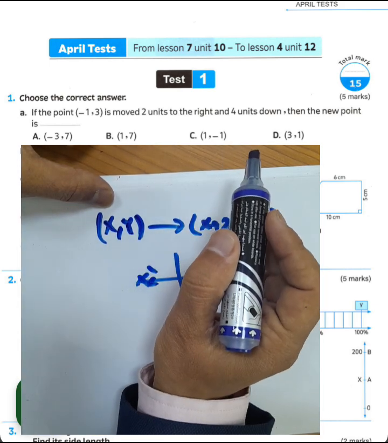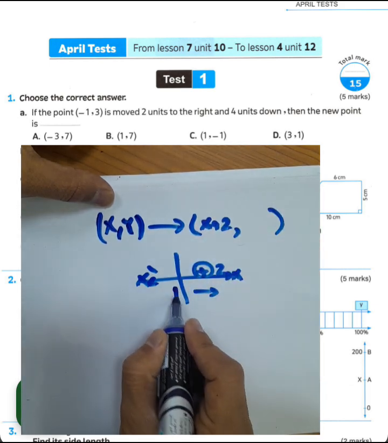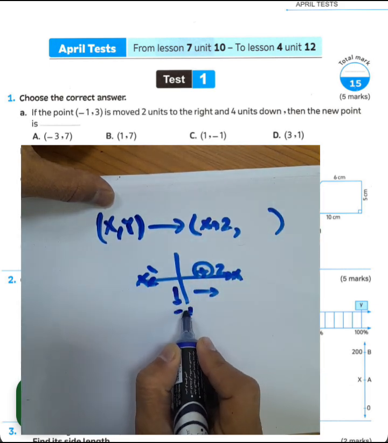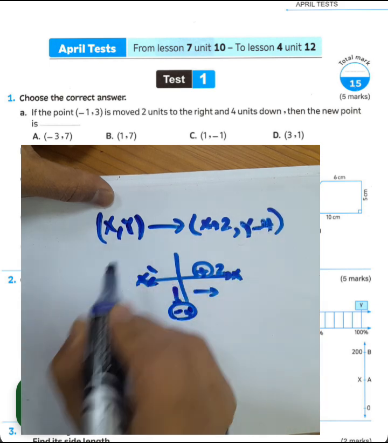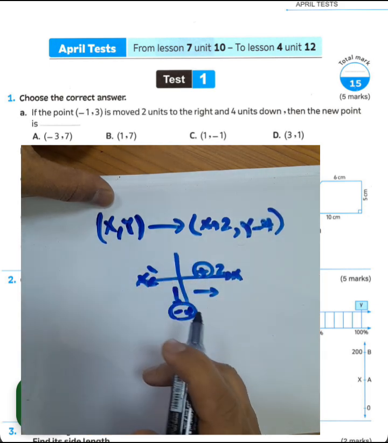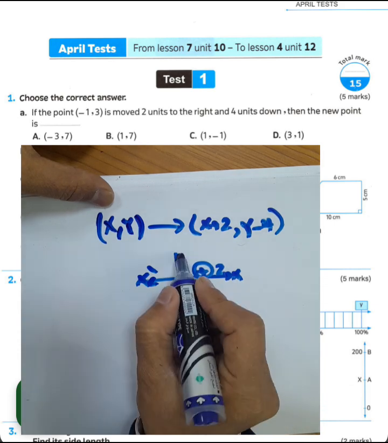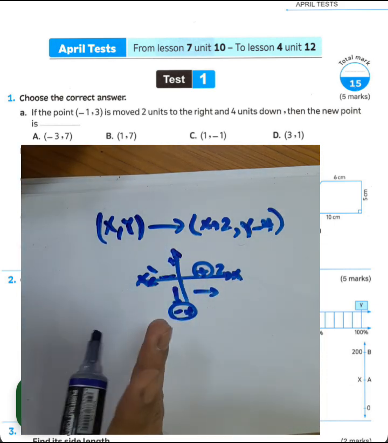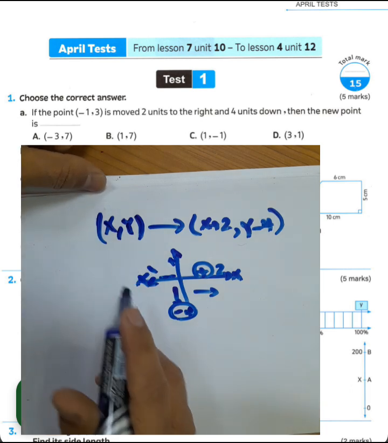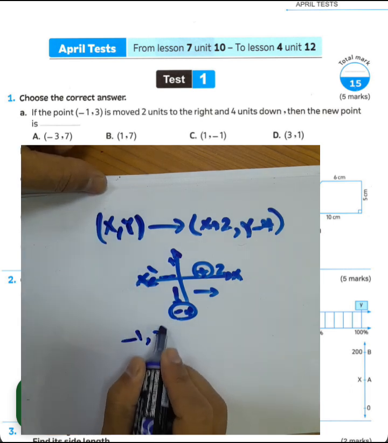And 4 units down. 4 units down here will be negative 4. Then we must write here y minus 4. Understood? Down means negative. Up means positive. Right, positive. Left-hand side, negative. Okay, then he gives us the point here, negative 1 and 3.